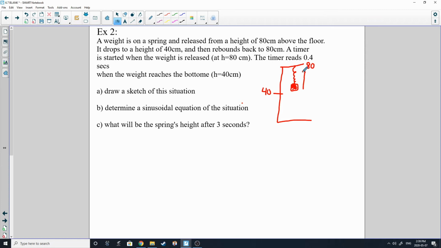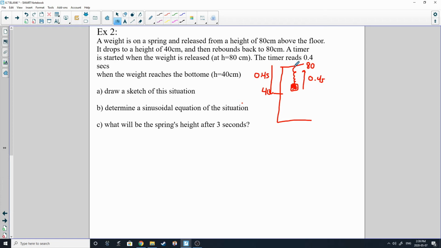A timer is started when the weight is released at 80 centimeters, and it reads 0.4 seconds when it reaches the bottom. So that means that to get from here to there took 0.4 seconds. And then on the way back up, another 0.4 seconds.